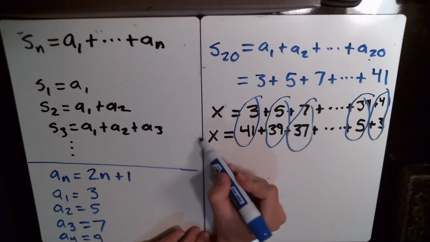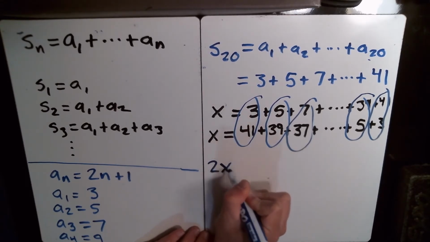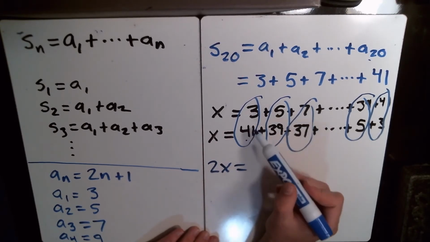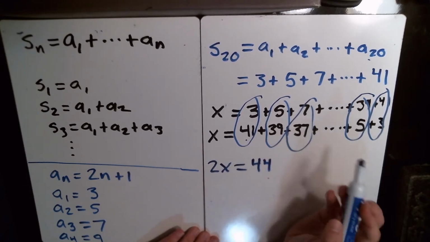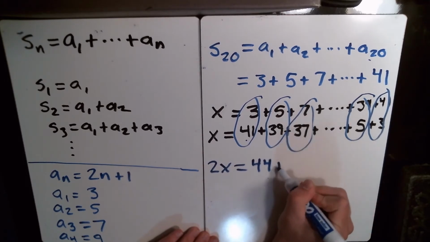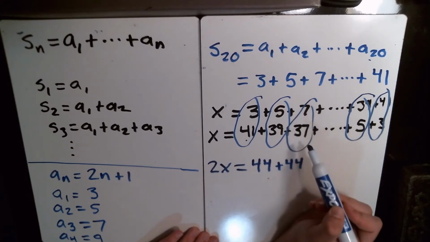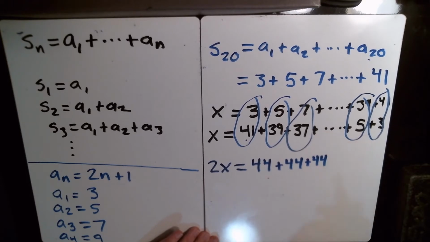Well, over here on this side, you have x plus x is 2x, right? And then when I start adding these together, I get 3 plus 41 is 44. Okay, 5 plus 39 is 44. 7 plus 37 is 44. Huh. Curious. That is very interesting.